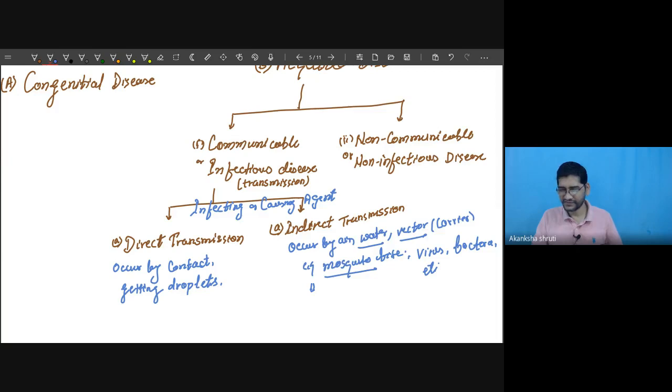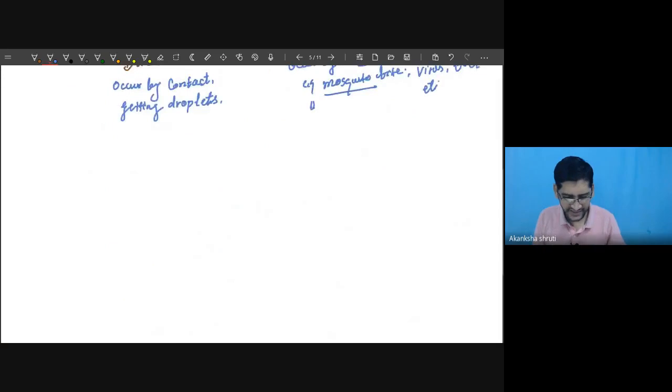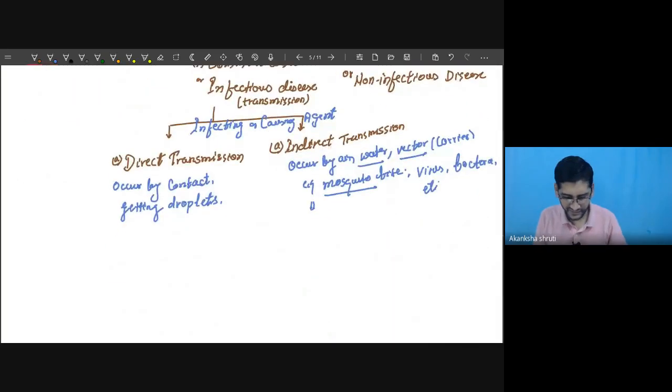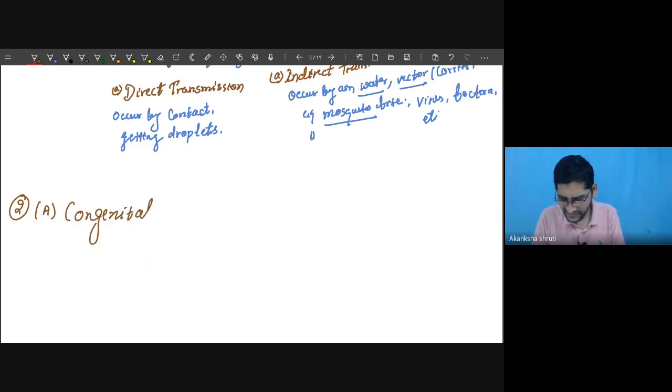So what are these infectious and non-communicable diseases? Now let us come to the explanation of each and every topic. So what is congenital disease? Write 2A. Means in the second part, the very first we are going to write is congenital disease. Okay, students? Put the heading in the same manner as I am putting it, so that we can quickly identify.